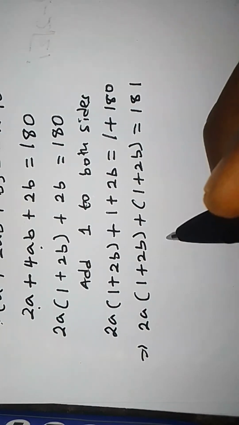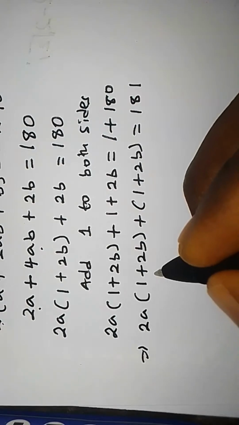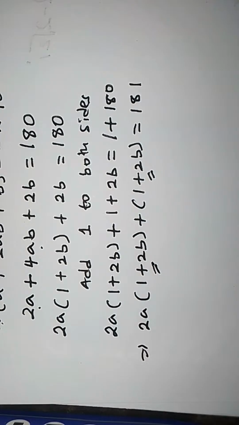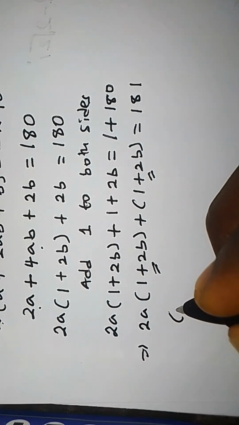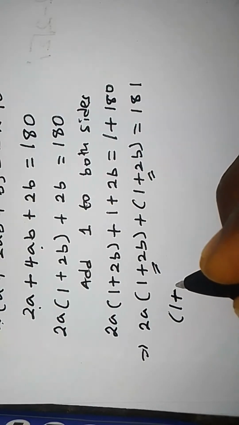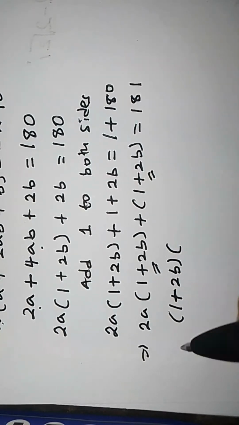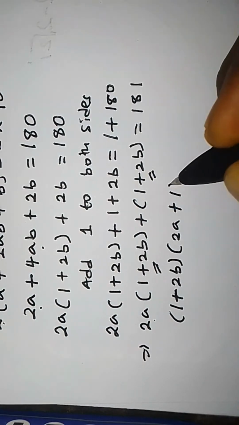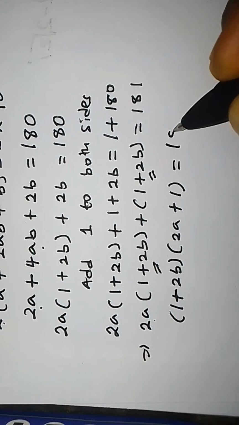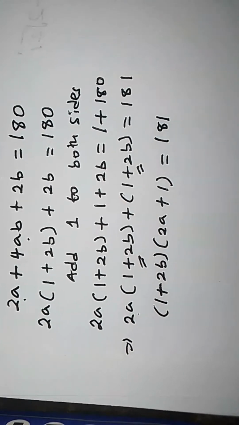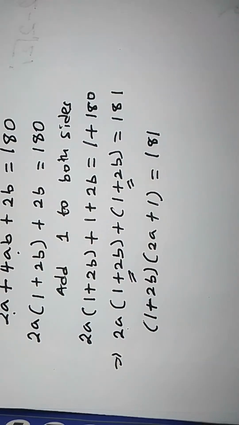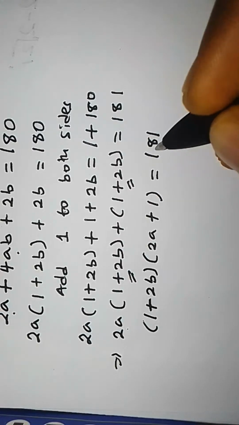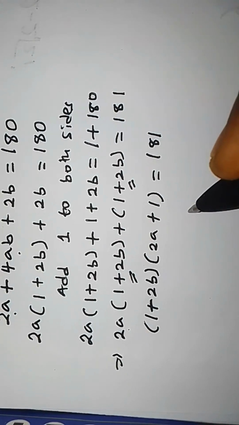What do you notice here? You will notice that 1 plus 2b is common. I can factor it out. So that will be (1 plus 2b) times (2a plus 1) equal to 181. At this stage, let us consider 181 in the set of integers.